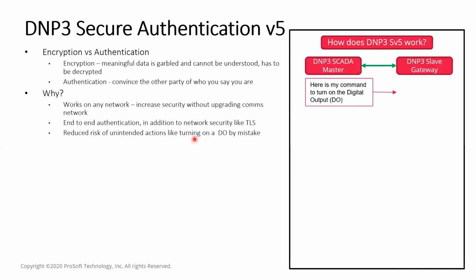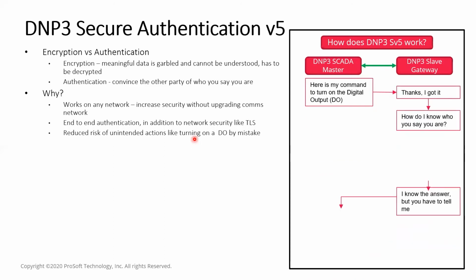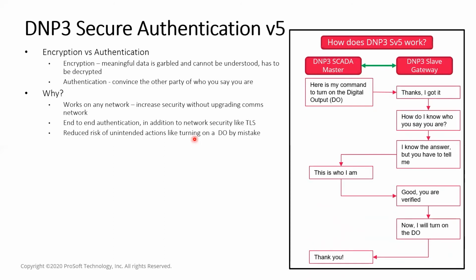You get the verification, and then you go ahead and you do it. So if you look at how it works, basically this is the flow that I just explained, where if you're trying to turn on something, the station says, yep, got it, I can do it, but you need to verify who you say you are before I can actually perform the action.